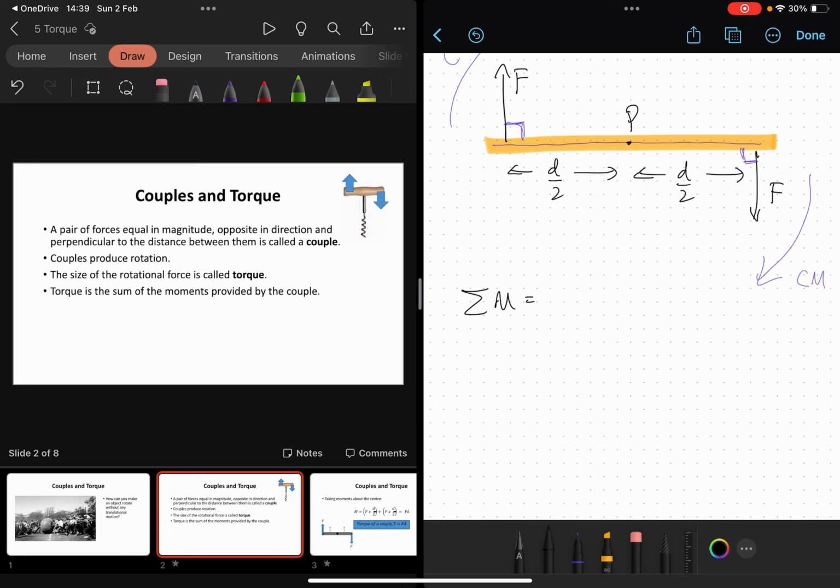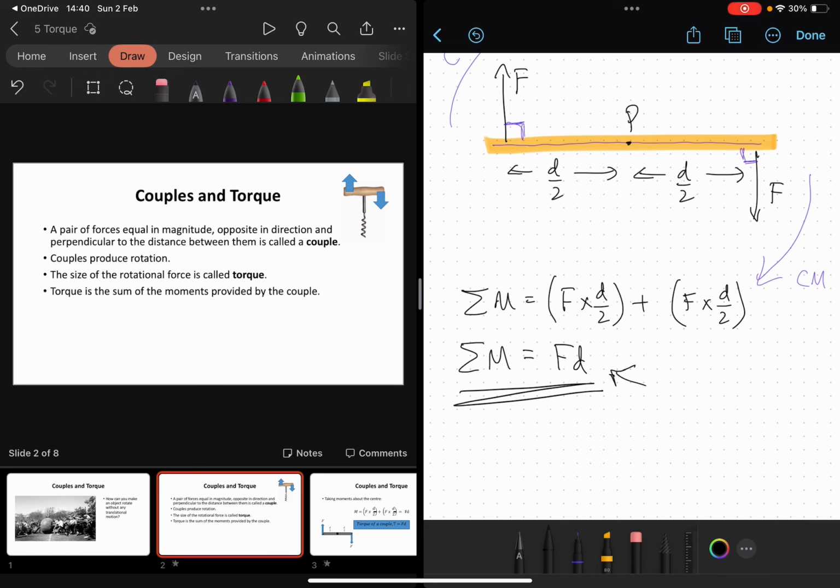Okay, the force on the left then is providing a clockwise moment of magnitude F times d by 2. And the force on the right is similarly providing a clockwise moment of magnitude F times d by 2. In other words, if we sum up the total moments acting on that object, it's F times d, and that is what we are going to refer to as the torque. Okay, we would say the torque of a couple is equal to force times distance.